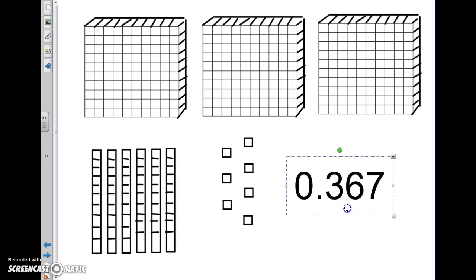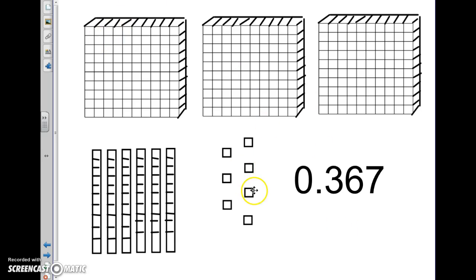So the number that these represent is 0 and 367 thousandths, or 0.367. But we're going to practice reading these that way, where we'll say it's 0 and 367 thousandths. Okay, we'll work on that tomorrow.